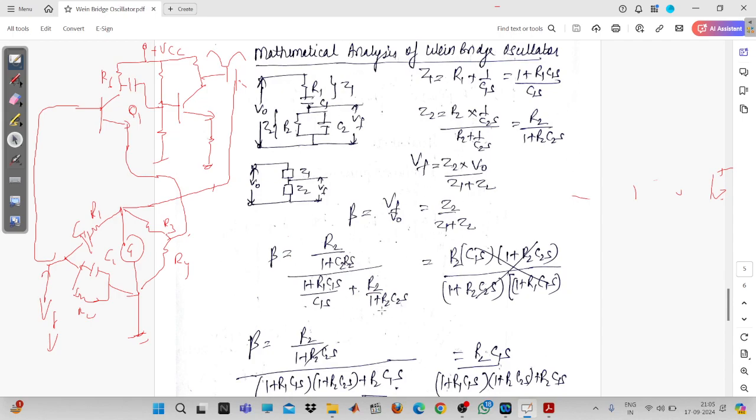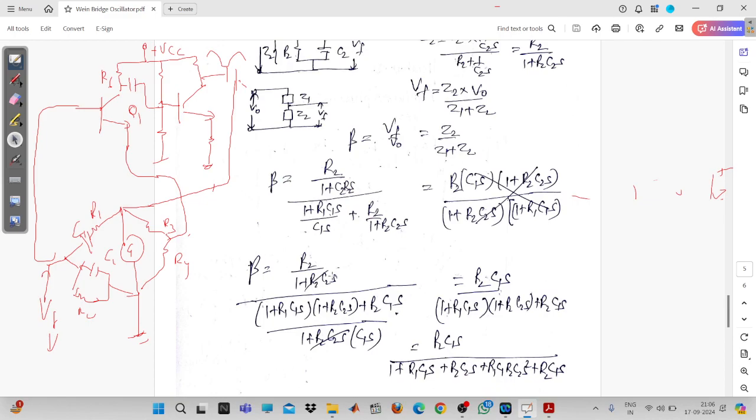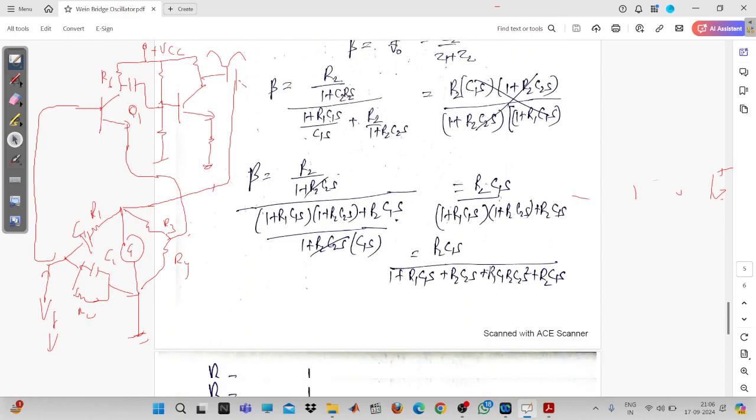Z1 plus Z2. You do all the mathematics here. I think here you will have to take the LCM, that is C1s into 1 plus R2 into C2s. Do all the mathematics here. So I think some terms will be eliminated. You can see this numerator and here this is common. So after doing that, it will be reduced to R2 into C1s, and this will go in the upward direction. So now R2 into C1s, okay.